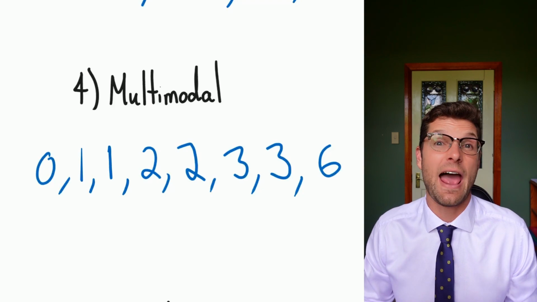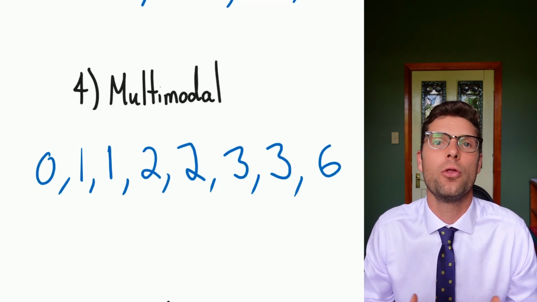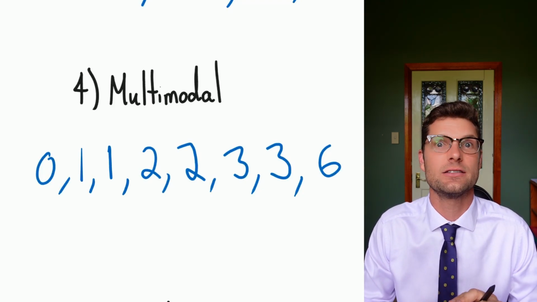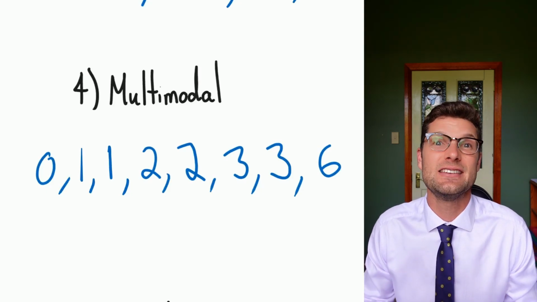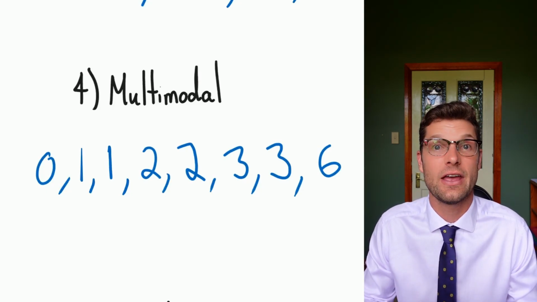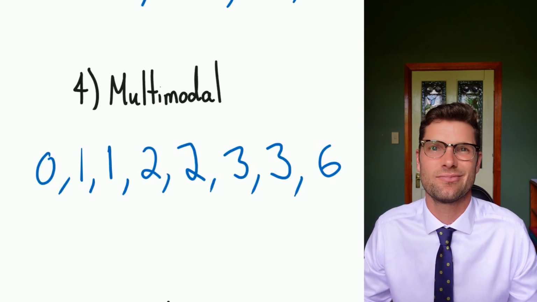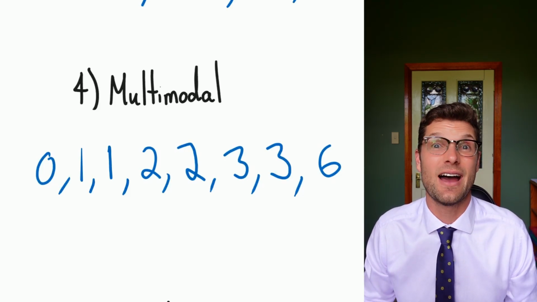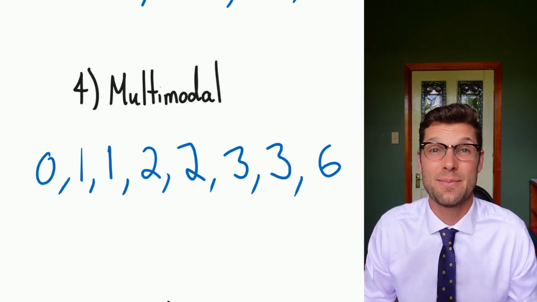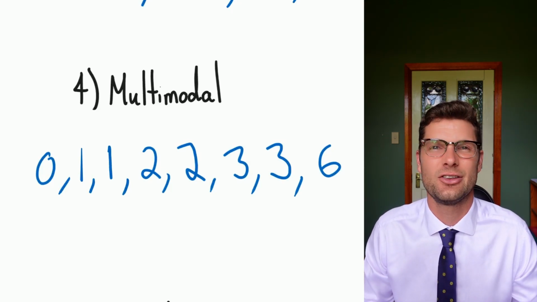And then finally, you can have multimodal where you've got more than 2 modes. So we've got 2 1s, 2 2s, 2 3s. So this is multimodal. All of these would be the mode. They are the most common data point in this set. So it's pretty easy. As long as you just make sure you count them all up, take the time to put them in order, you'll get these right.